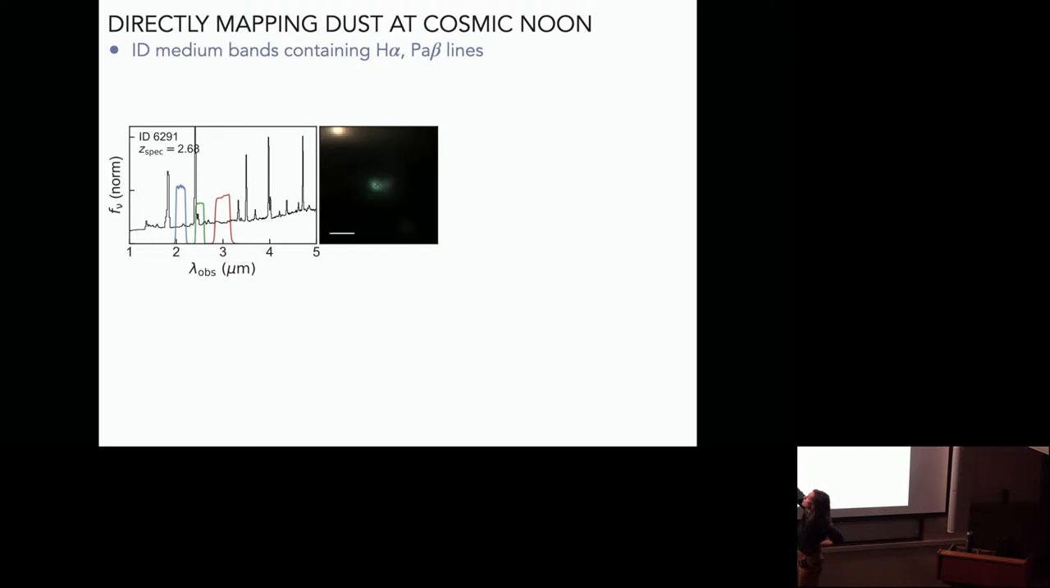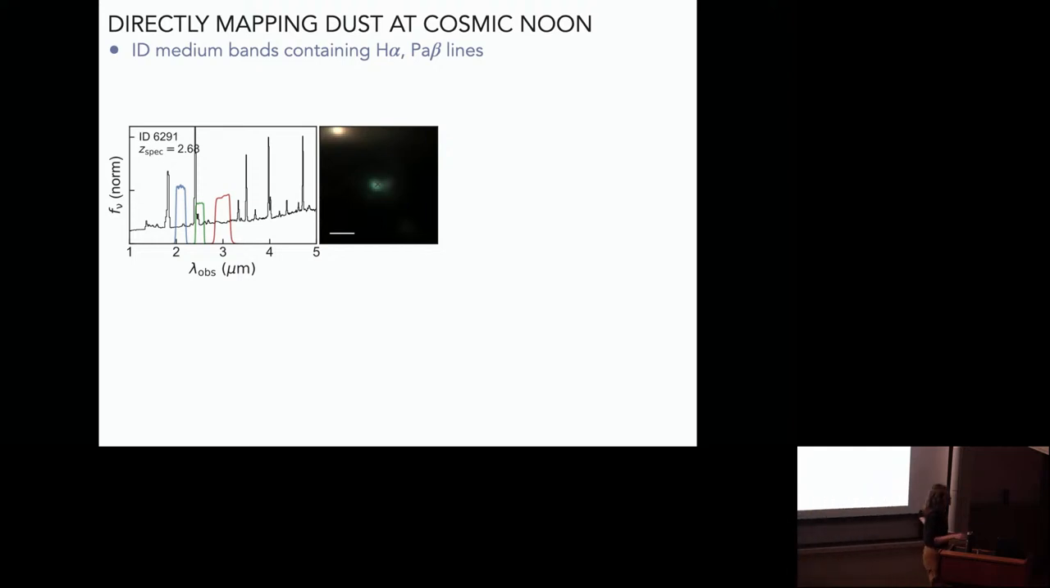So this is an example at 2.7, I guess. And here I'm just showing the spectrum from UNCOVER. And I'm highlighting three medium bands. The first one is this one that's in green. That's covering the H-alpha line. And then the two medium bands just surrounding it, which we can use as continuum.